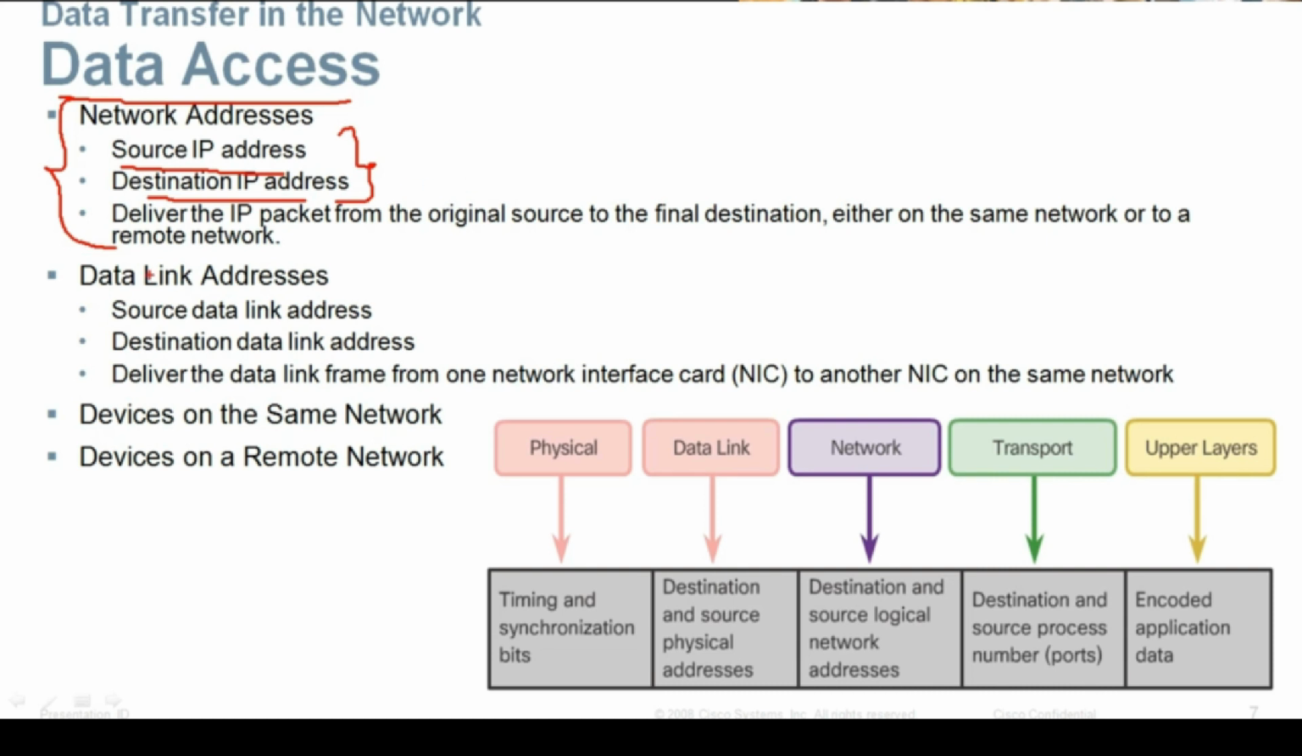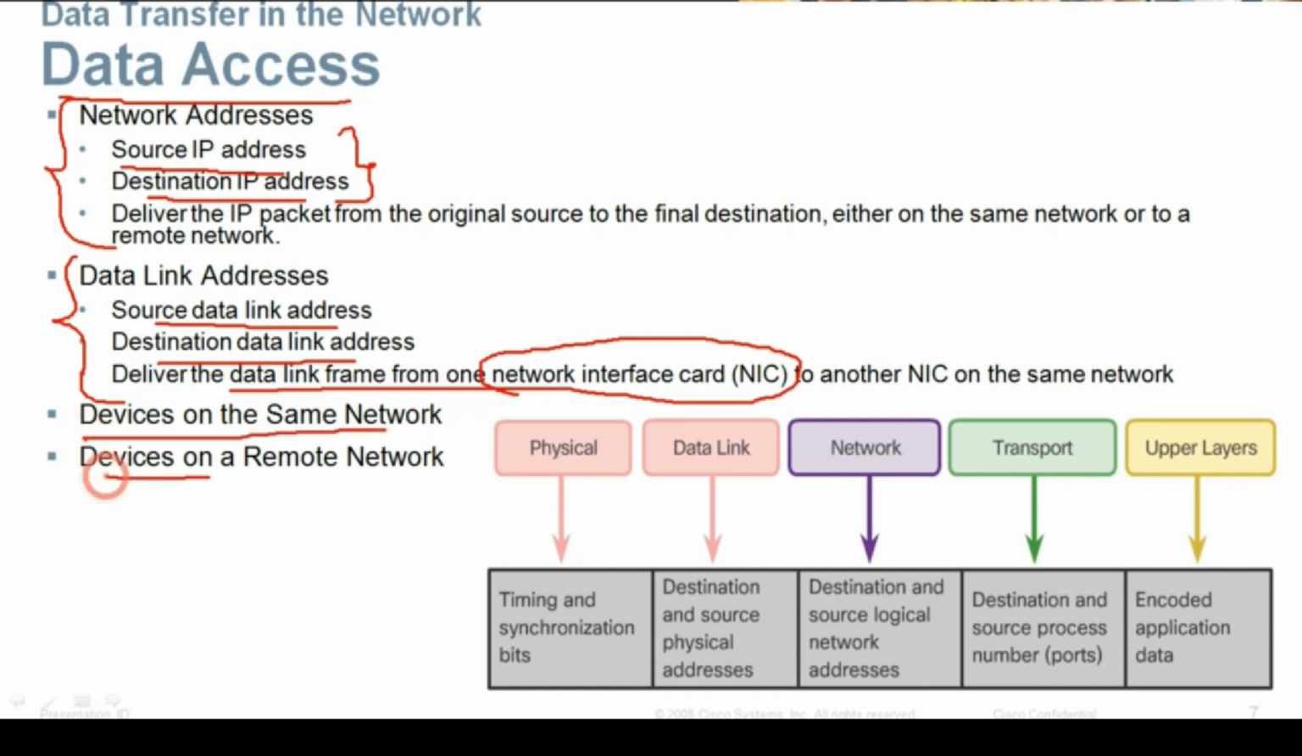Okay, now after it, there is another requirement, which is data link layer addresses, which is actually termed as a MAC address. So it defines the source data link address and the destination data link address, and the MAC address is residing in the NIC card, which is hardware in our computer. Now devices can be on the same network or on a remote network, so accordingly we have to specify their addresses.